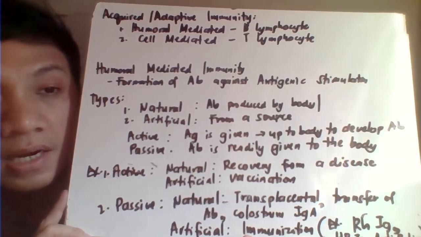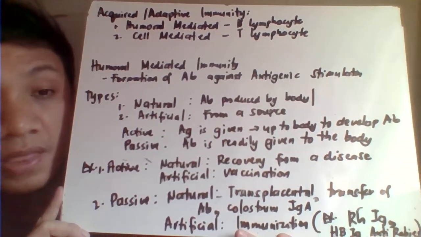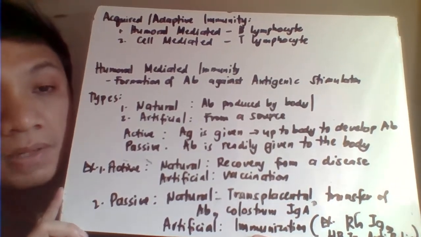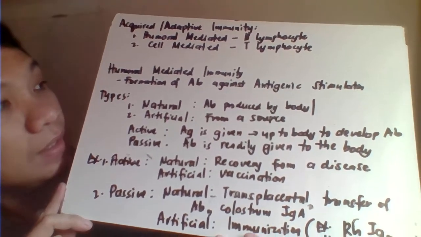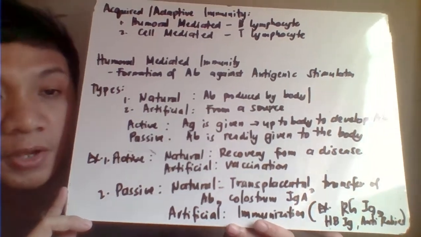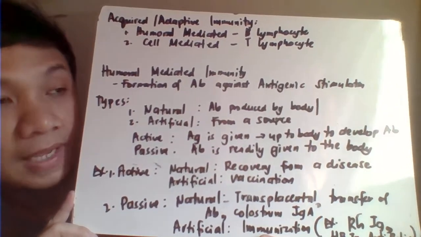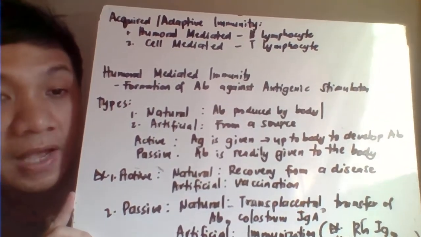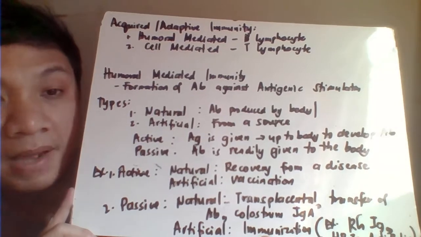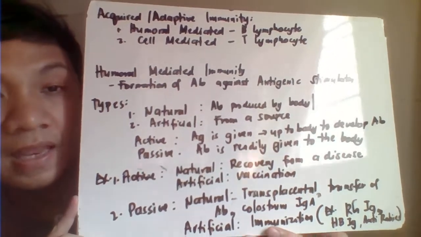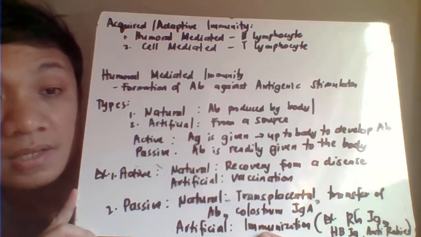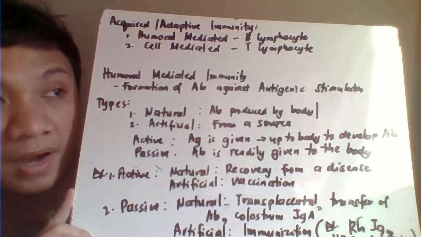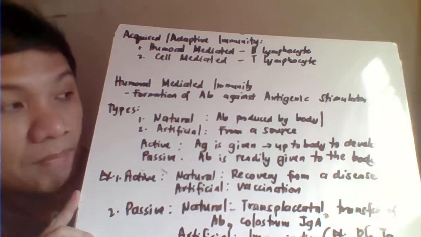Humoral-mediated immunity involves your B lymphocytes for antibody production, and the T lymphocytes are involved in cell-mediated immunity. Okay, first we have your humoral-mediated immunity. Again, it involves your B lymphocytes with the production of antibodies. And our antibodies are produced in response to antigenic stimulation upon exposure to an antigen or a foreign pathogen that enters our body.